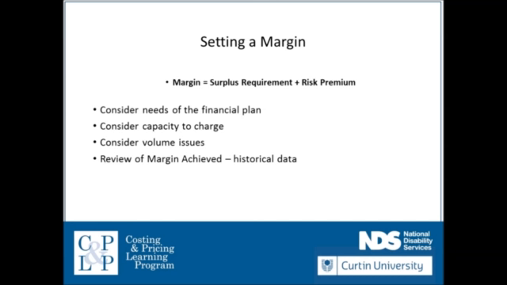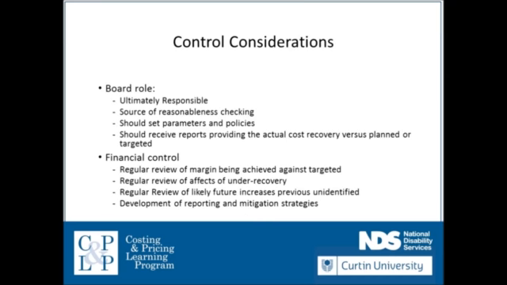One of the important points to start with, though, when you think about margins and premiums, is to start looking at the actual margin that's been achieved historically. Have you historically made a profit, and what level of profit has been made historically? Remembering that history is always a good indication of the likely outcomes in the future. Control considerations for the board are, of course, absolutely essential.